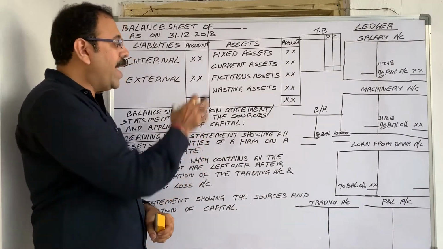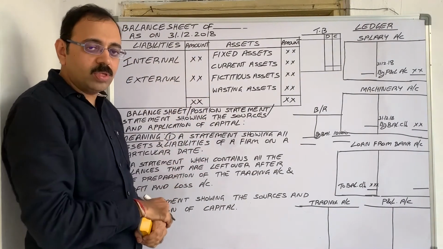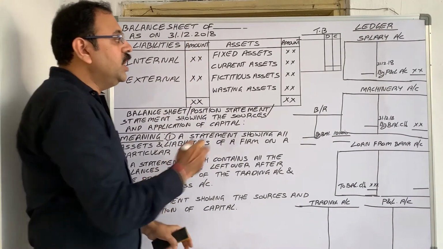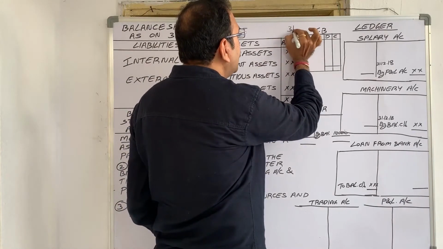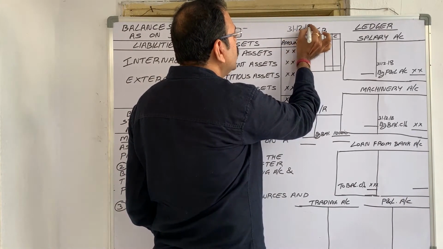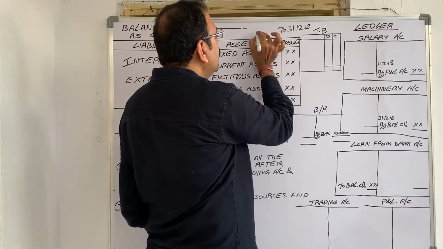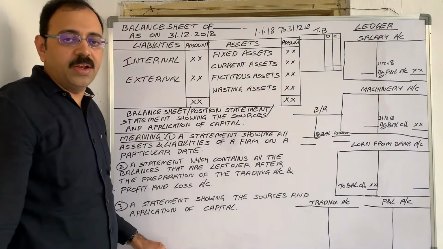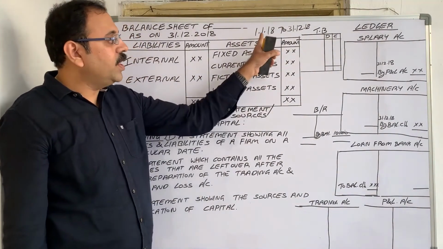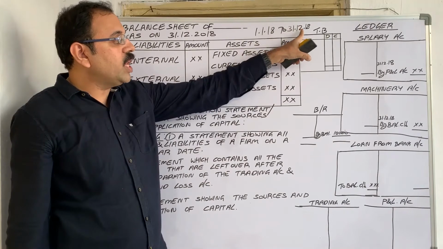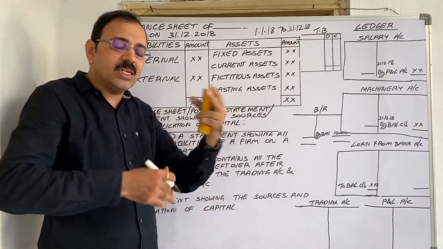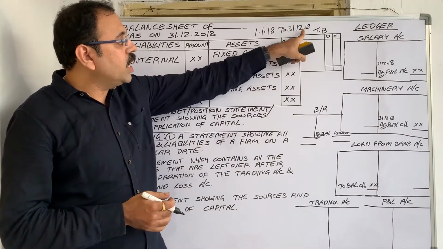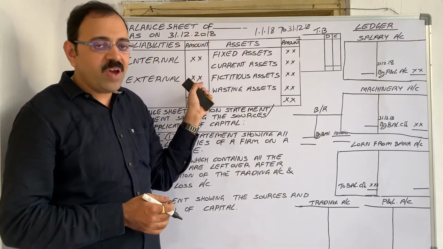You know that the balance sheet is a part of final accounts. Final accounts we prepare always at the end of the year. If the end of the year is 31st December 2018, then what is the starting date of the year? 1st January 2018. So the firm is following the calendar year from 1st January to 31st December. So many transactions have taken place. The final result they want to know. So on 31st December 2018 they are preparing final accounts.